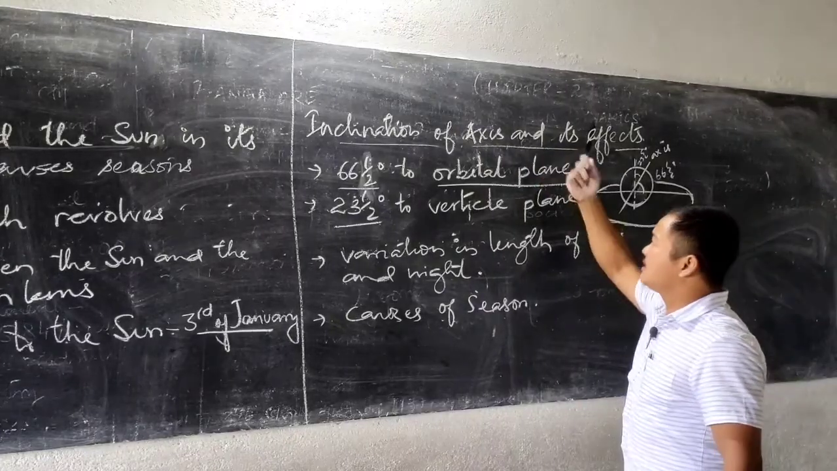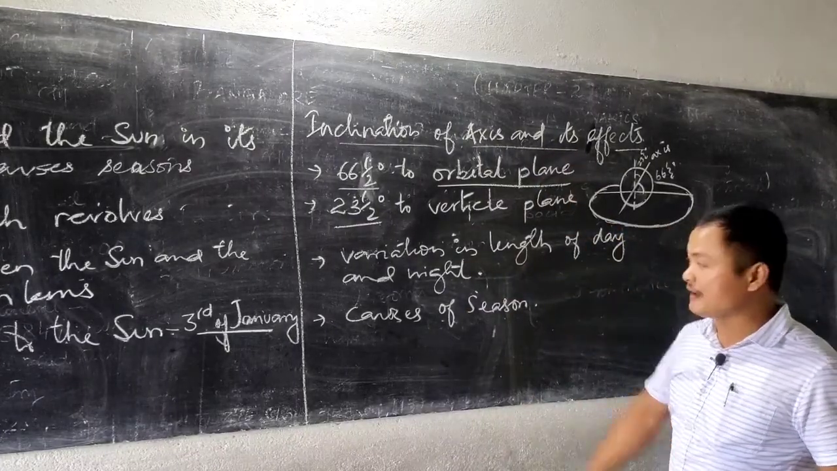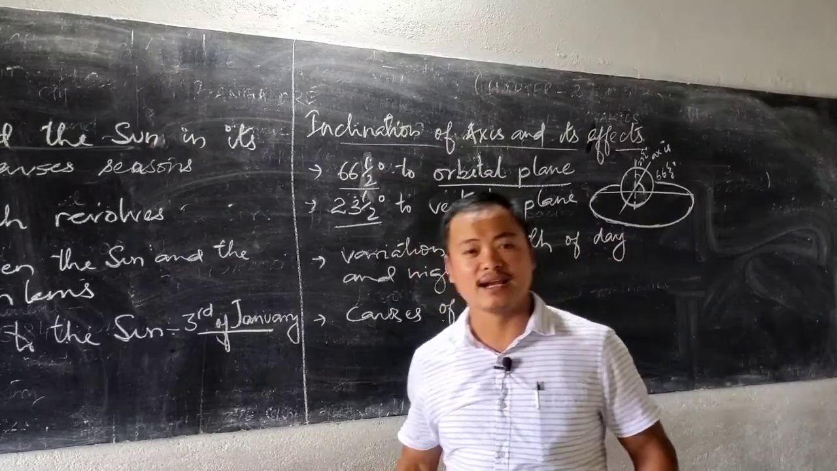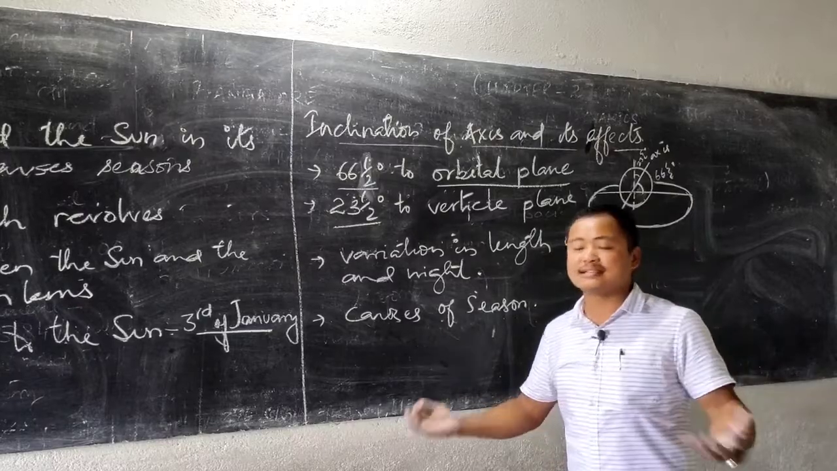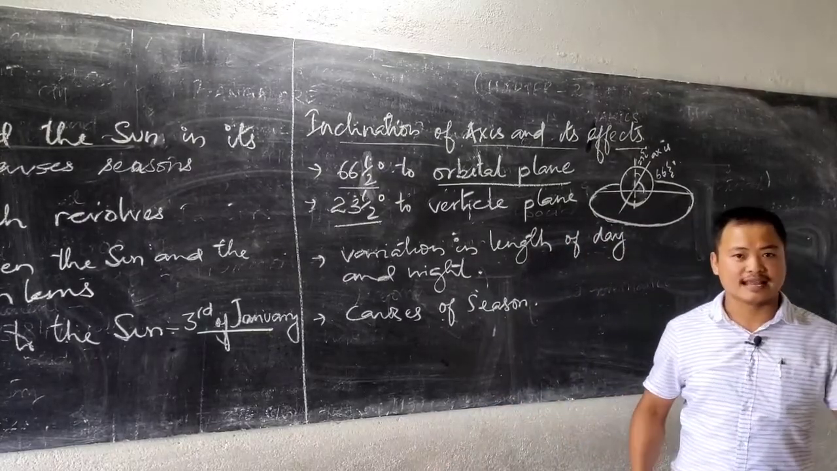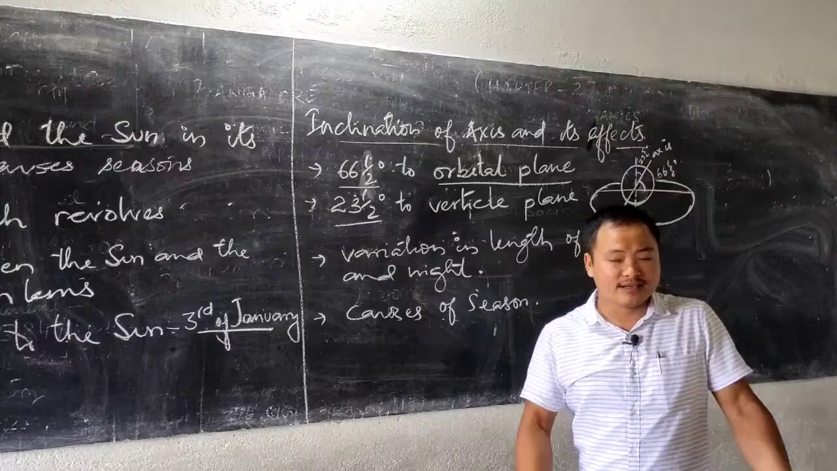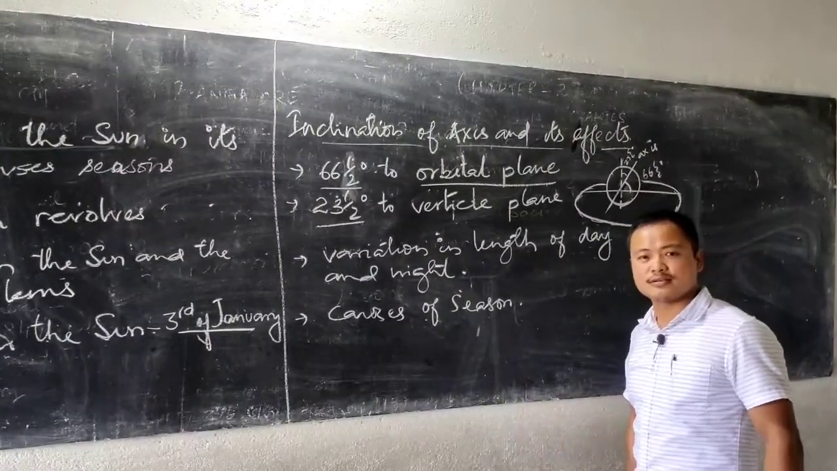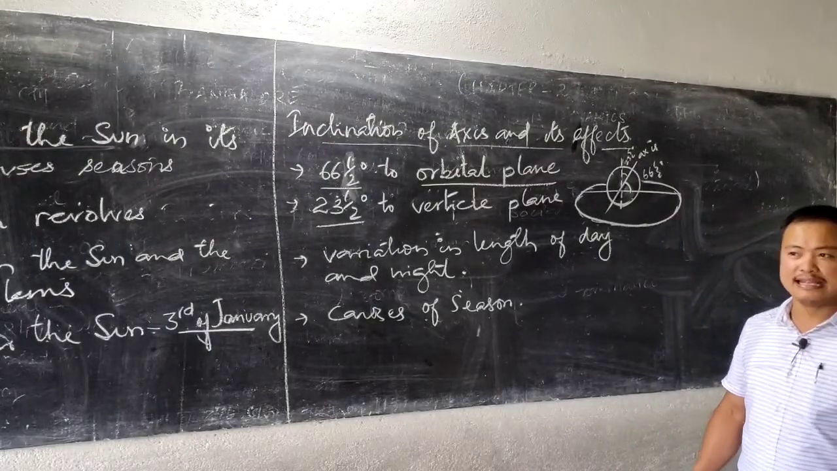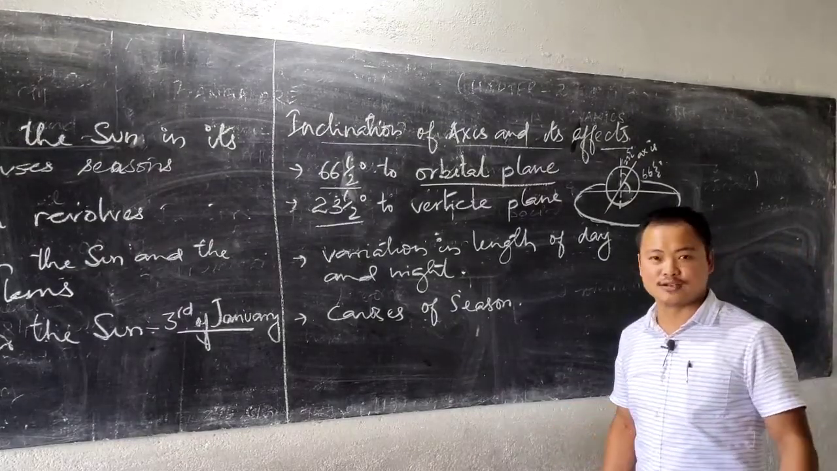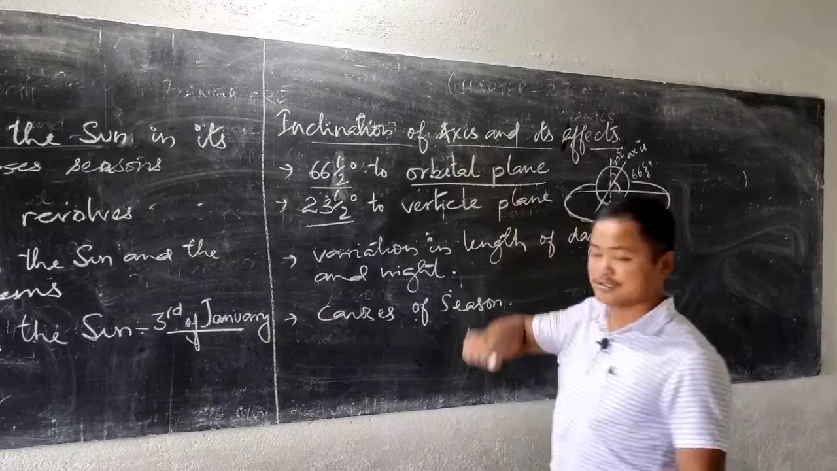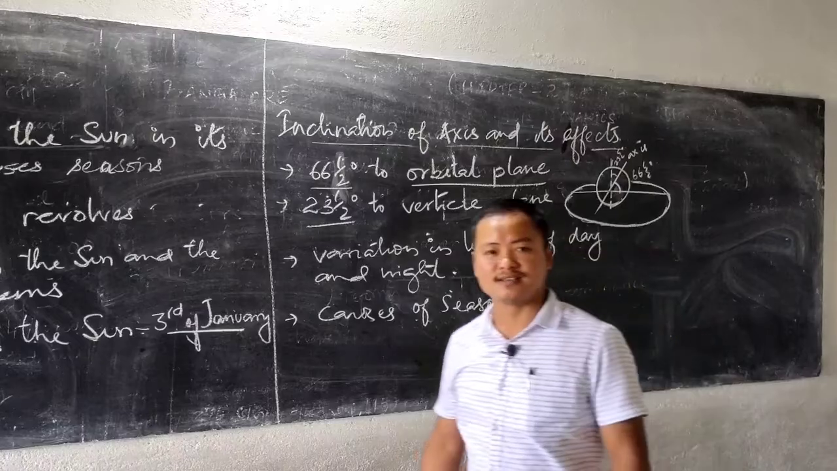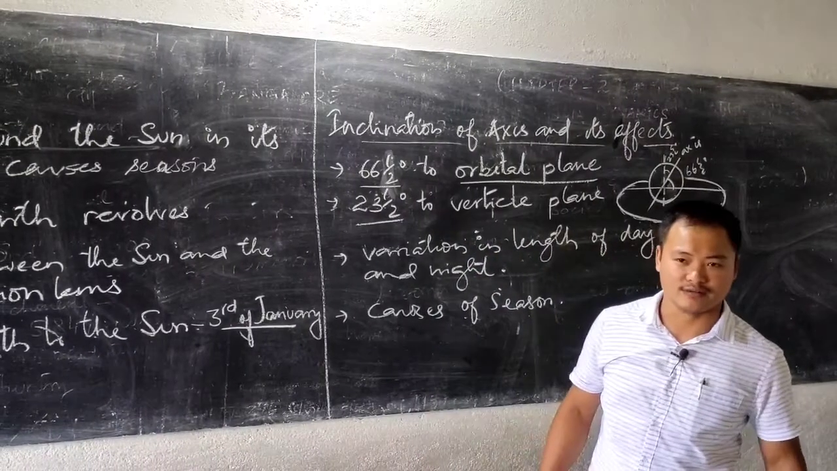So what is the effect of this inclination of the axis? We see some days are very long while nights are short, and some nights are very long while days are short, as it happens in winter and summer. In the summer season, days are long while nights are short. But during the winter season, days get shorter while nights get longer. This is because of the inclination of the Earth's axis. And this inclination also causes variations in the seasonal activities that we see all around.